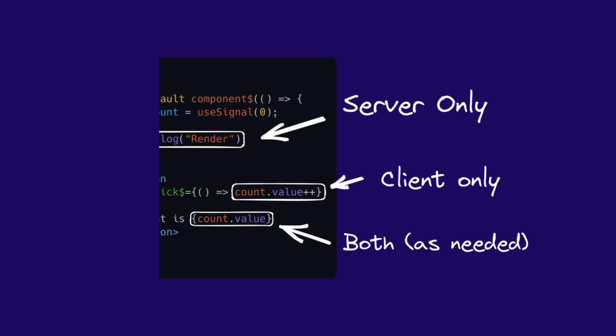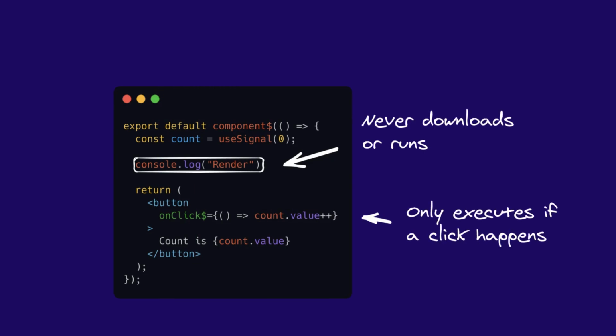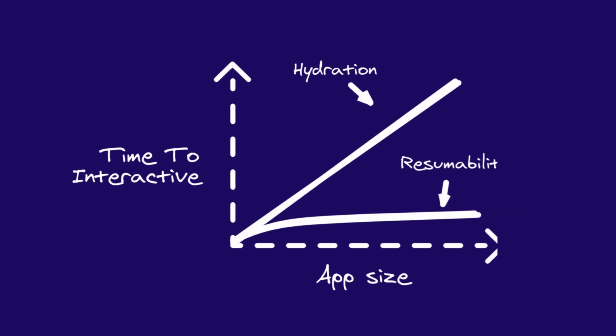Plus, Qwik breaks your app into fine-grained chunks. It only downloads and executes the JS when you need it. Say goodbye to huge hydration costs.